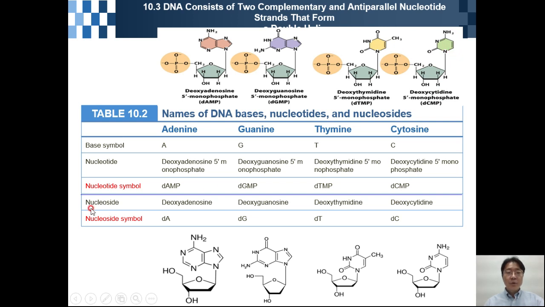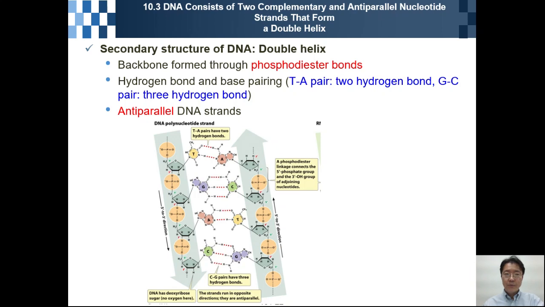We also call these nucleosides. A nucleoside doesn't have a phosphate; instead of a phosphate, it has an OH. So in this case, it's a nucleoside, with the symbols dA, dG, dT, or dC. It's like this. Previously, we saw the primary structure of DNA.